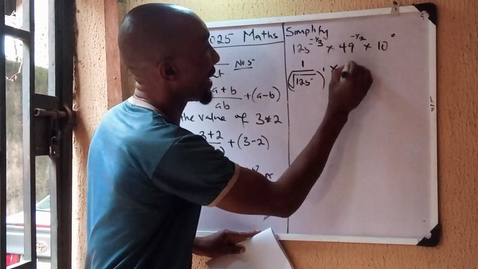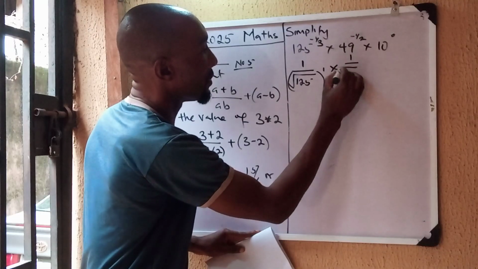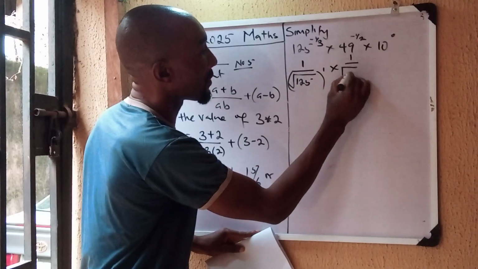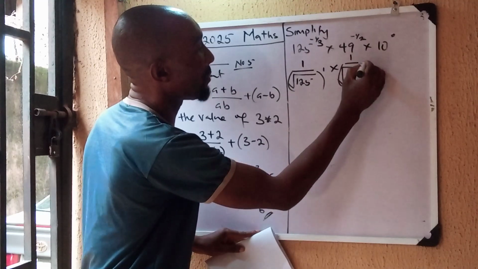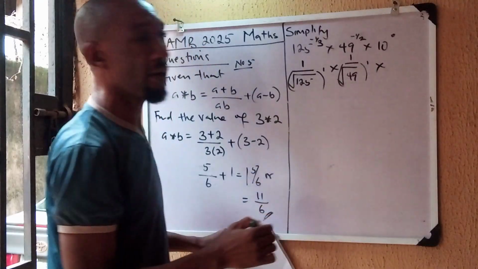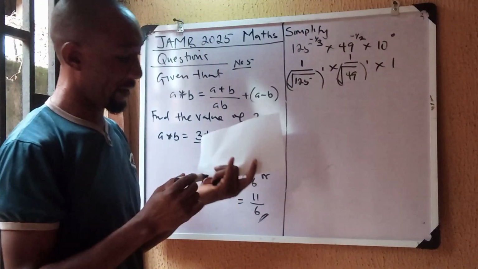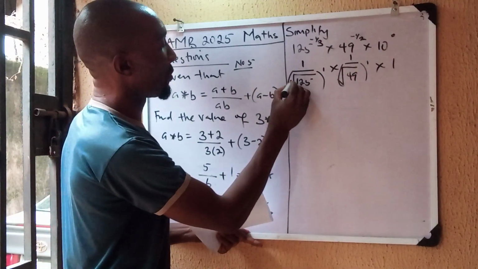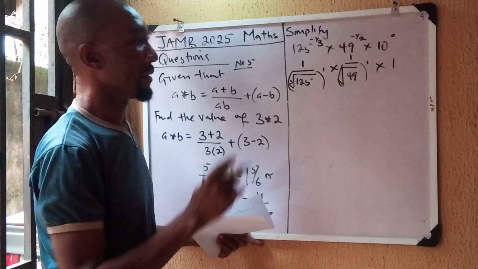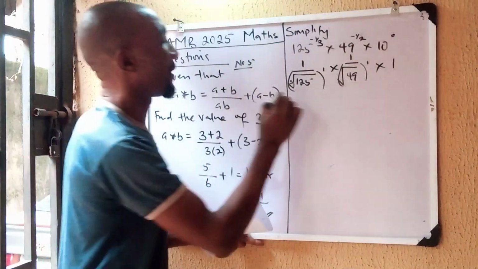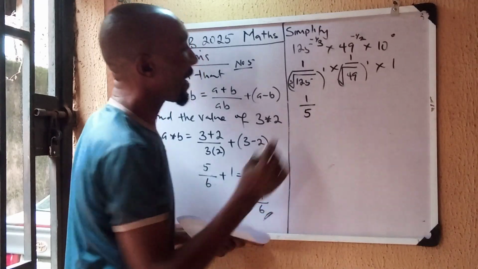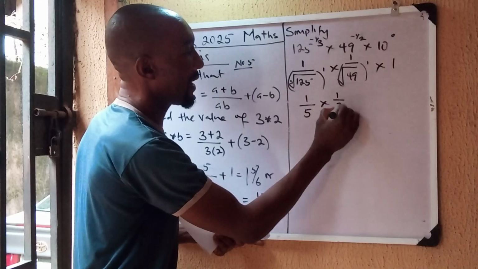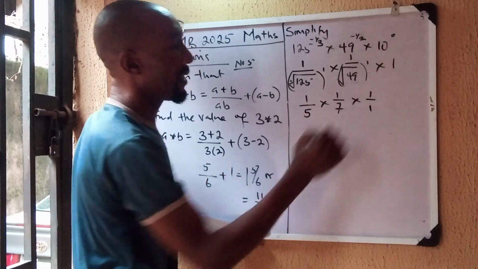Then multiplied by, again, 1 over, because of the negative. Now it is no longer cube because the denominator is 2, that is square root. So that means square root of 49, all again raised to power 1. Then times anything to the power of 0 is 1, so we have times 1 here. The cube root of 125 is 5 times 5 times 5, so that means 1 over 5. Then multiplied by the square root of 49 gives you 1 over 7. Then times 1 over 1.